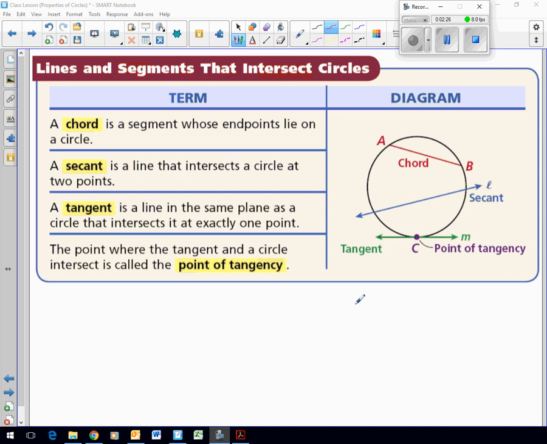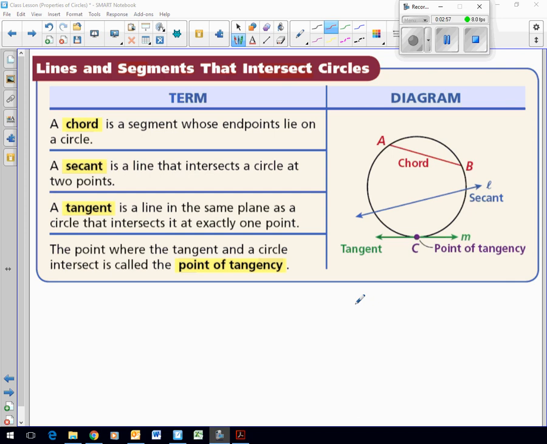A secant, though, is a line that intersects the circle at 2 points. So somebody tell me in your own words the difference between a chord and a secant. One is from one side of the rim to the other side of the rim, and the other one just goes completely through. Very good. Okay, one keeps going, right? The secant keeps going. It touches both rims, but it goes on forever, okay?